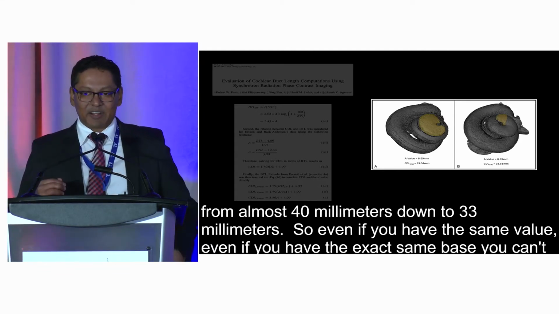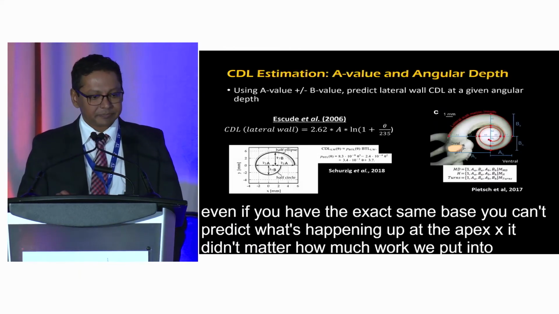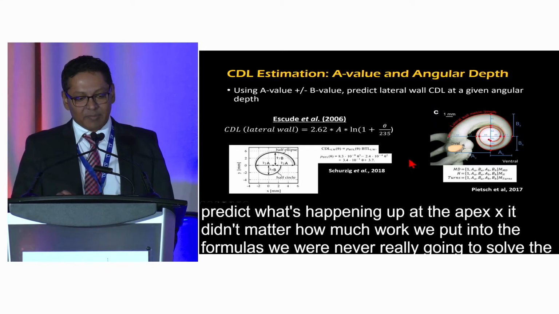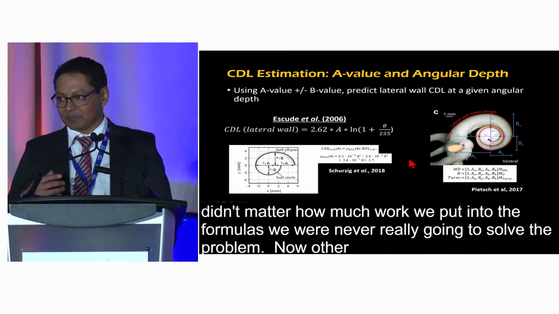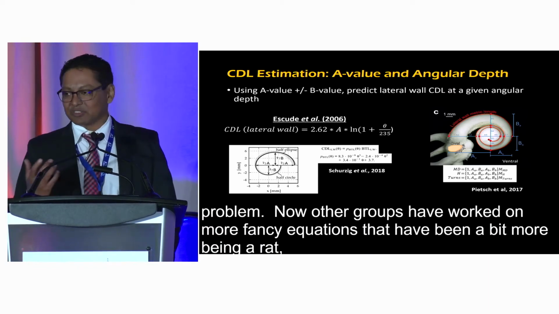So it doesn't matter how much work we put into these formulas, we were never really going to solve the problem. Now, other groups in Hanover have worked on more fancy equations that have been a bit more accurate, but again, until you know where that cochlea ends at the apex, there's still going to be inaccuracies.